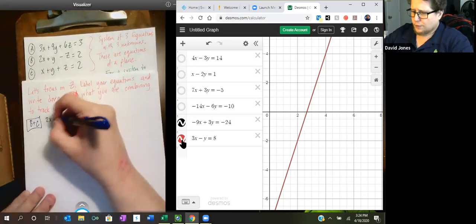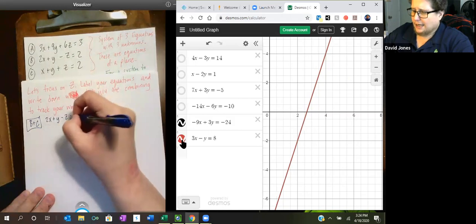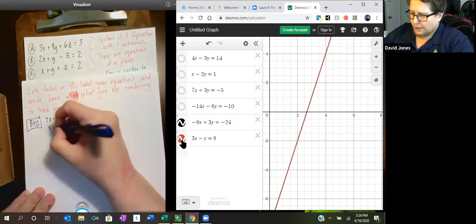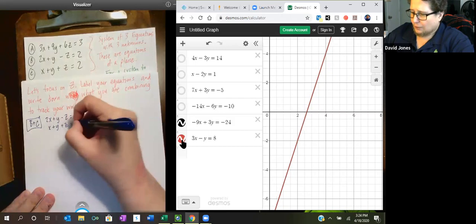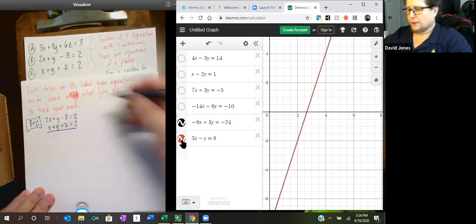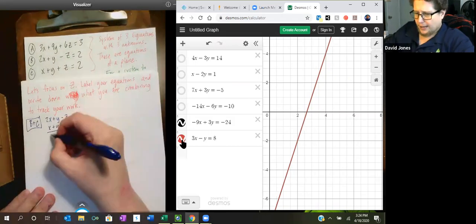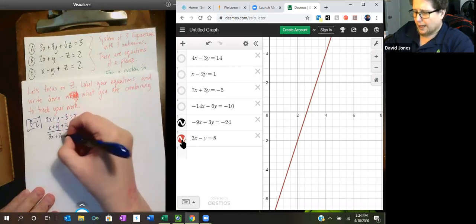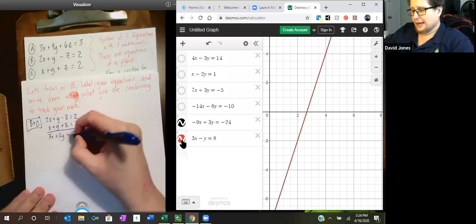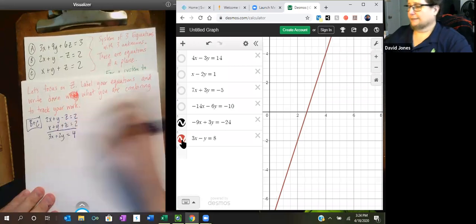So I've got 2x plus y minus z equals 2. X plus y plus z equals 2. And when I add them together, I get 3x plus 2y. The z's eliminate, and I've got 4 on the right side.